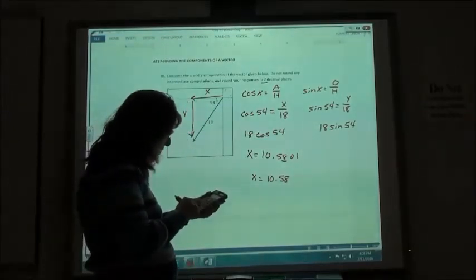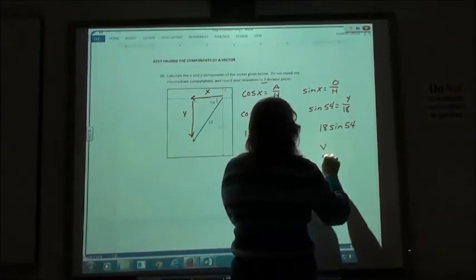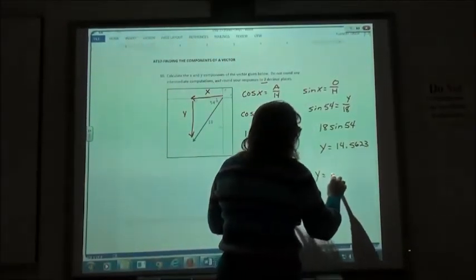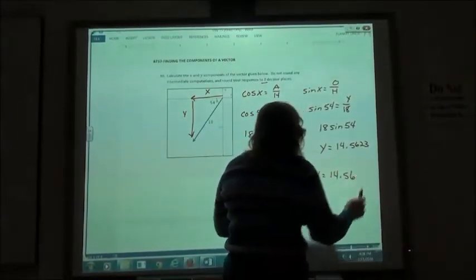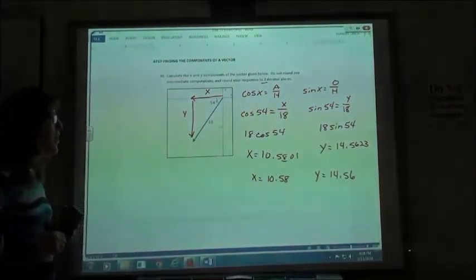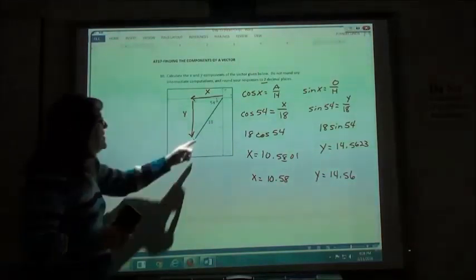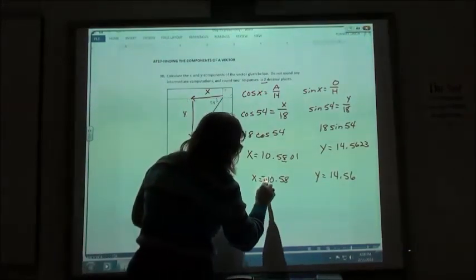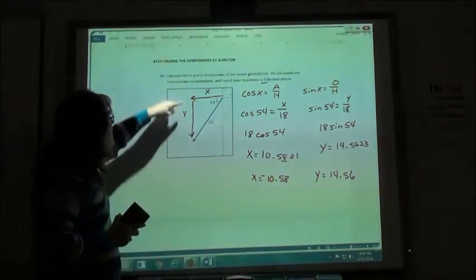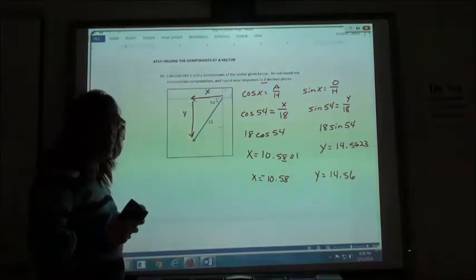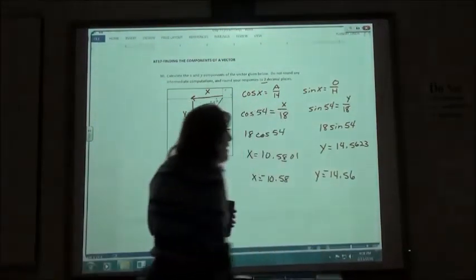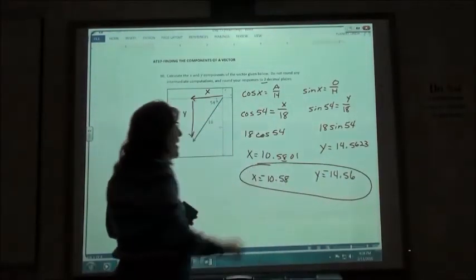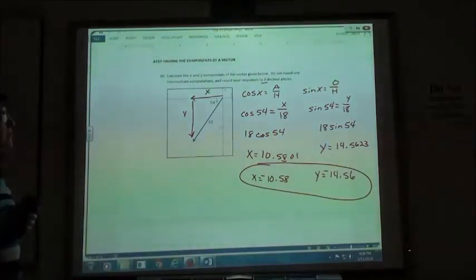18 times the sine of 54 would give me 14.5623. So y is going to be 14.56. Now, I have to make sure I have the right signs on my answer. This happens to be going backwards, so x should be negative, so negative 10.58. This is going down, so y is also going to be negative. So negative 14.56. So x is negative, y is negative, and I found my answers.